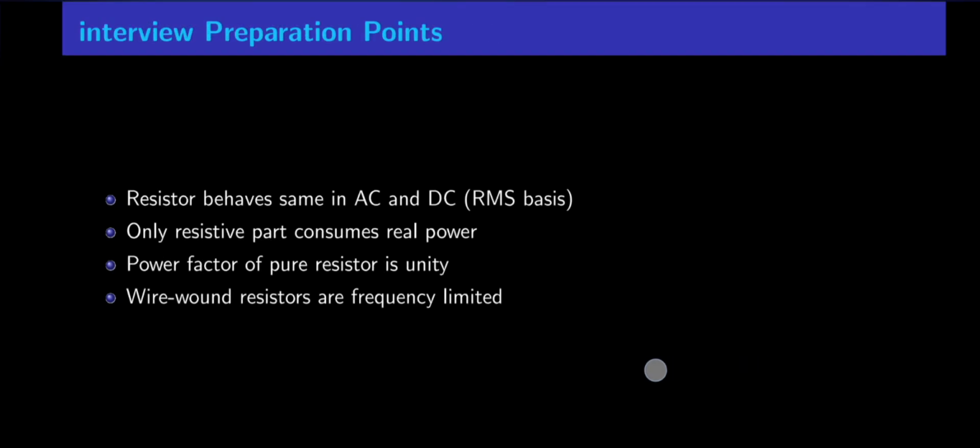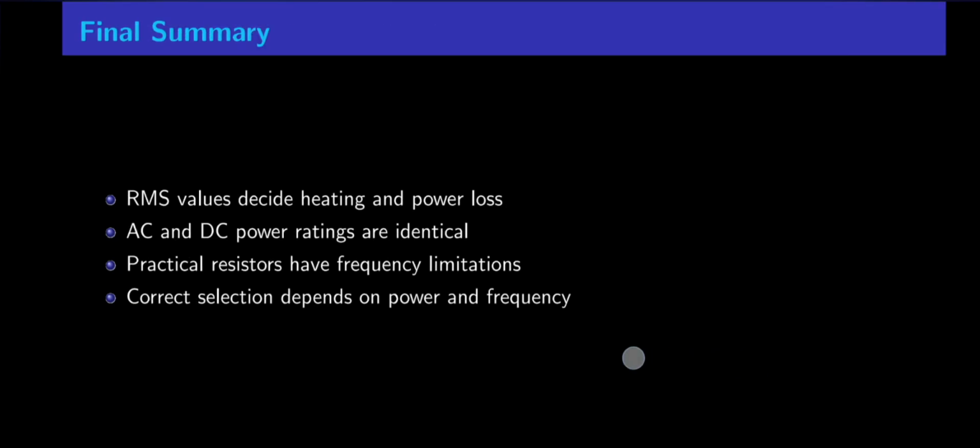For interview preparation, it is important to remember that a resistor behaves the same in AC and DC on an RMS basis, only the resistive component consumes real power, the power factor of a pure resistor is unity, and wire-wound resistors are frequency limited. In conclusion, RMS values determine heating and power loss in resistors. AC and DC power ratings are identical, practical resistors have frequency limitations, and correct resistor selection depends on both power rating and operating frequency.